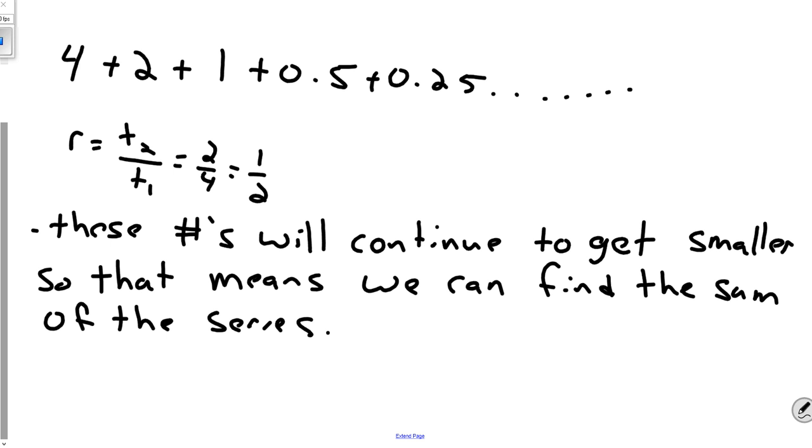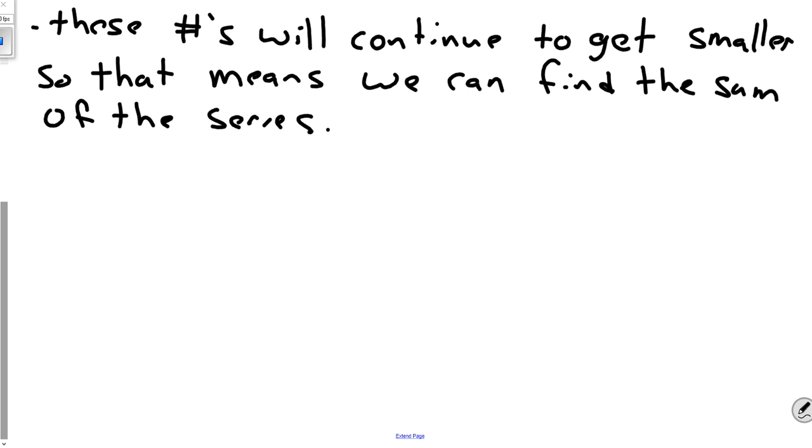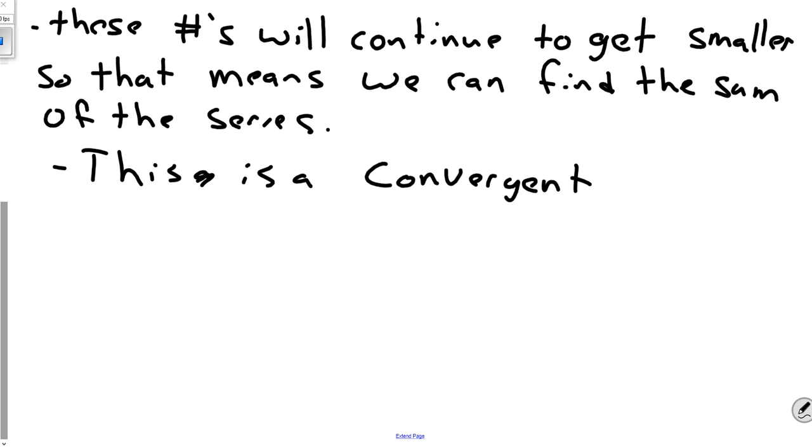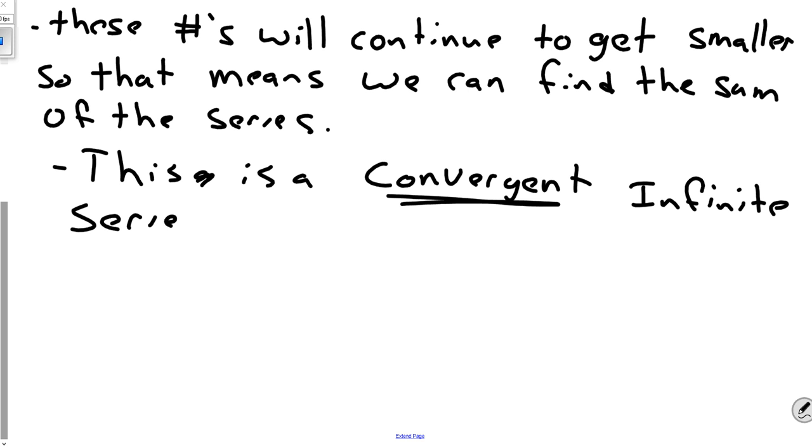Okay. This is known as a convergent series. This is a convergent infinite series. And what that means is R, oh, wrong way. That is true. R is less than 1. Okay? But it also means it's greater than -1.